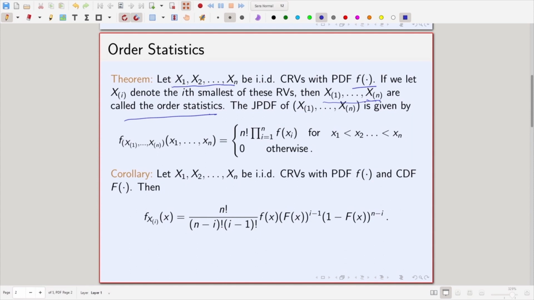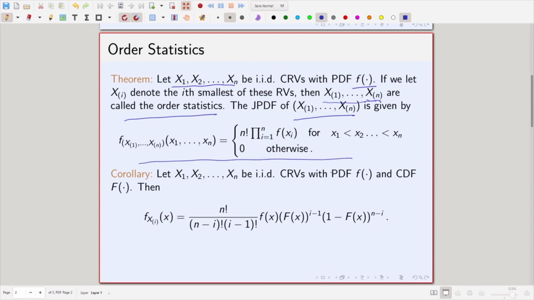Now, the theorem says that the joint probability density function of this random vector X(1) and so on up to X(n), which you can think of as a random vector, and this again will be a continuous random vector, is given by this formula. So, what is it?